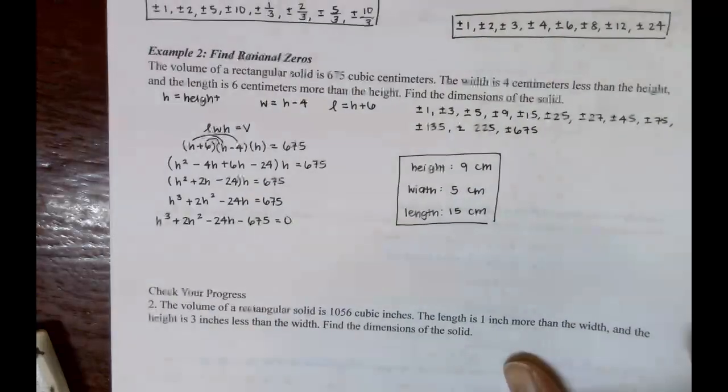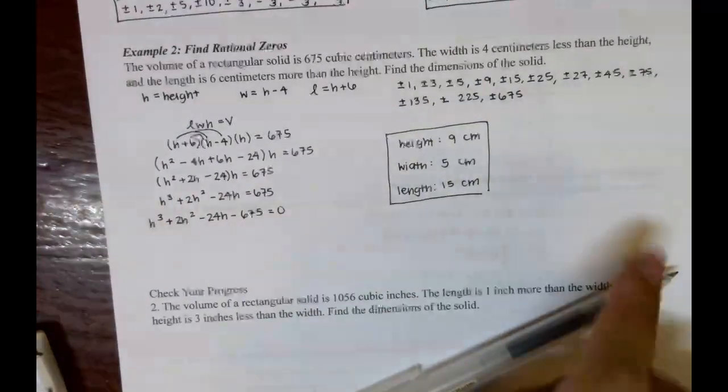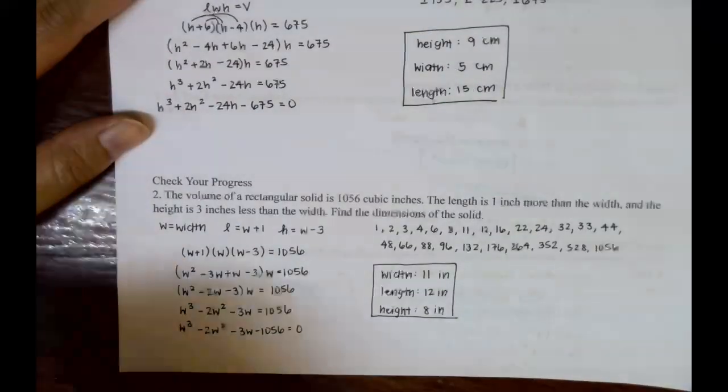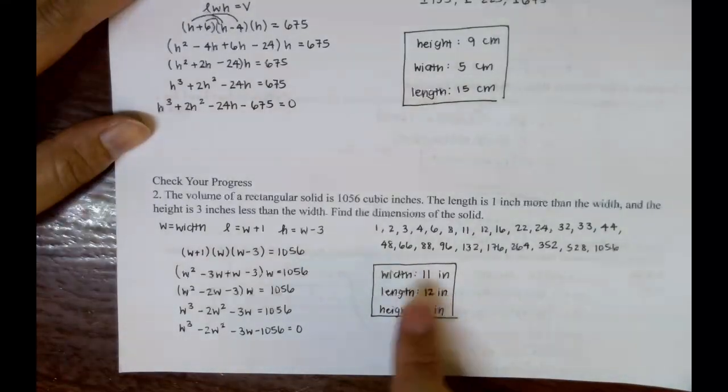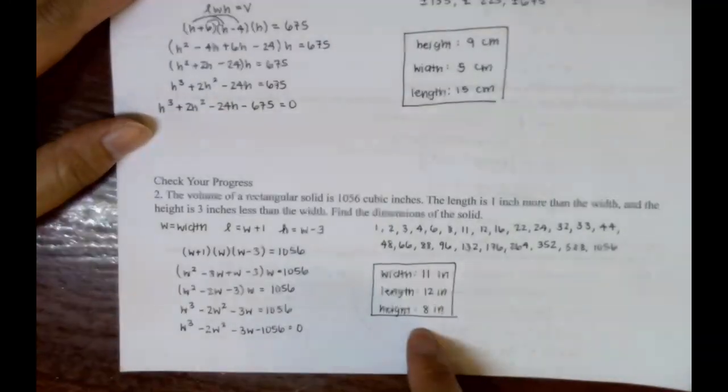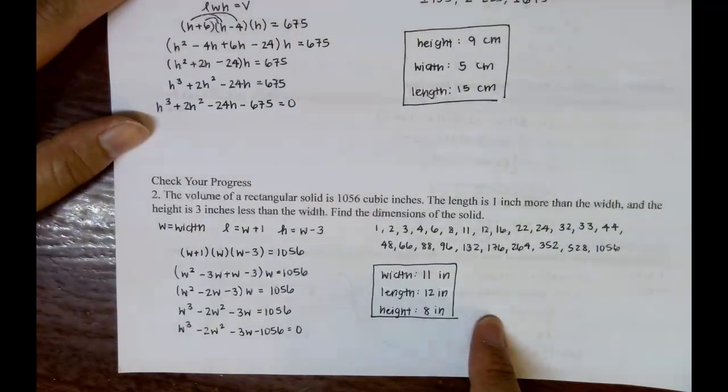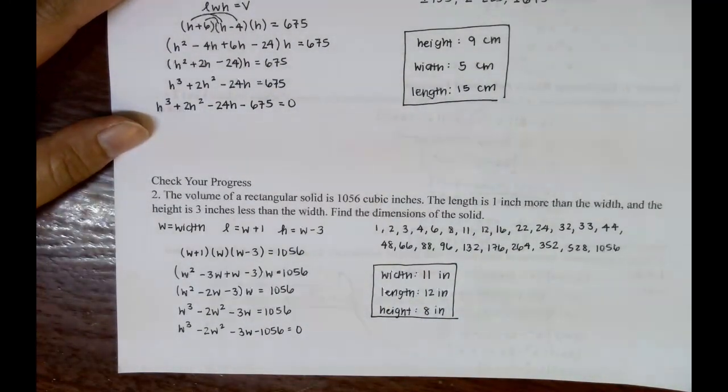Okay, so why don't you try CYP2, and then once you're done, come check your answer. You should have gotten a width of 11 inches, length of 12 inches, and a height of 8 inches. If you got that, you can move on to the last example. If not, here is your explanation.